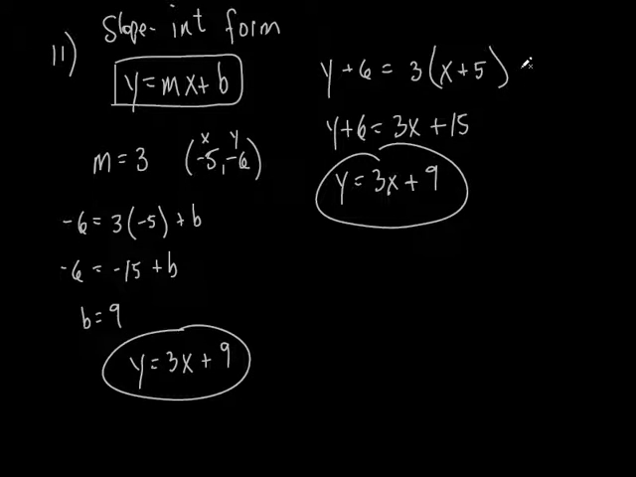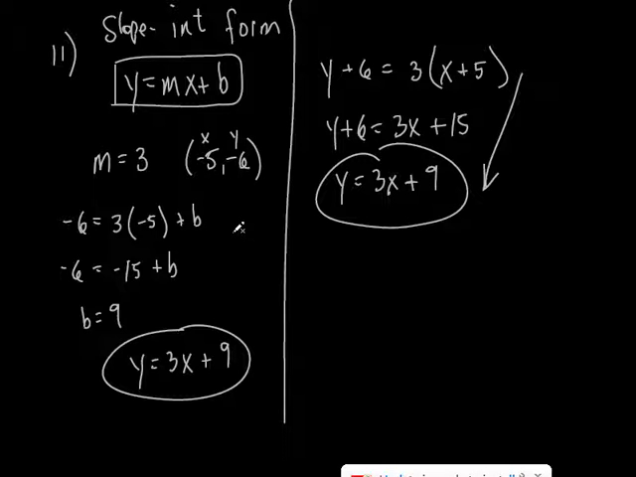This was a little more straightforward, don't you think, than the other way? But sometimes it's nice to do it this way. If they give you a point and a slope, you could do it either way. These are two different ways to do it. You still get the same exact answer. Everybody got that? All right. Let's do another.